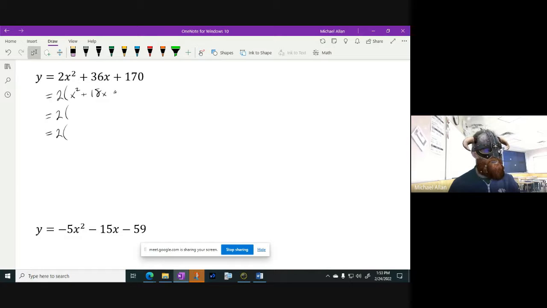And then I'm going to leave myself a little space here. 170 divided by 2. I'm sure I could have done that in my head. You know what? I'm just too lazy right now. Okay. And there we go.